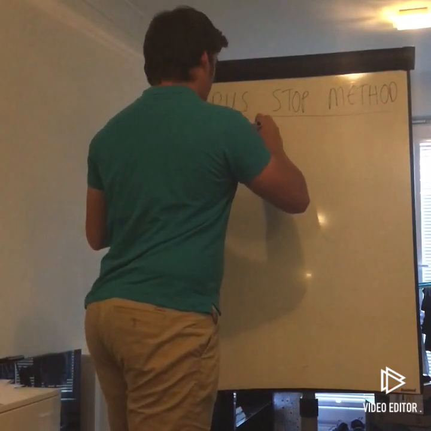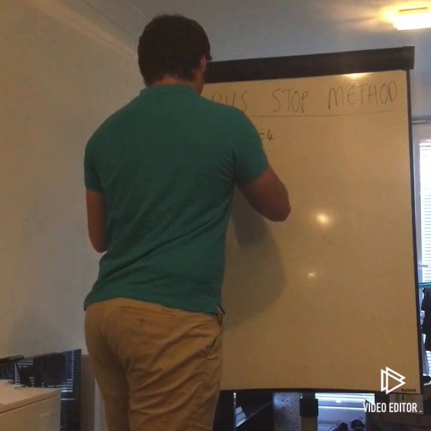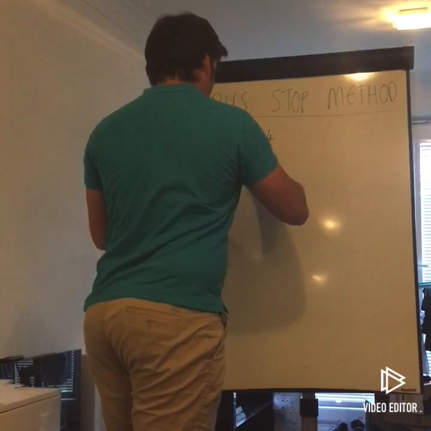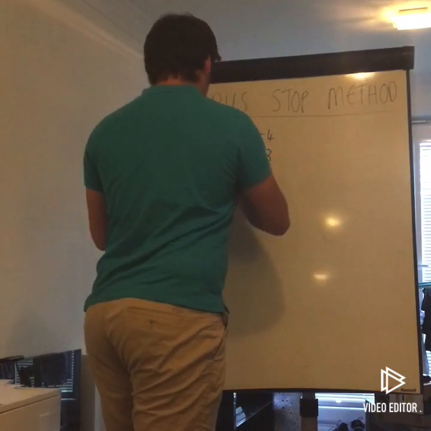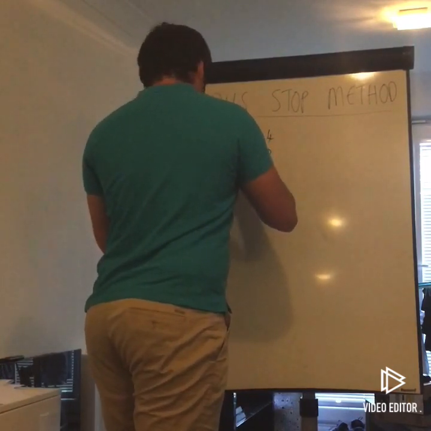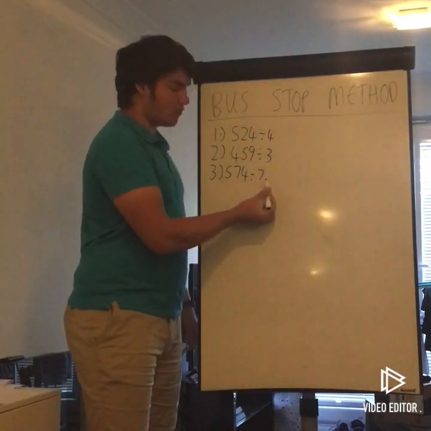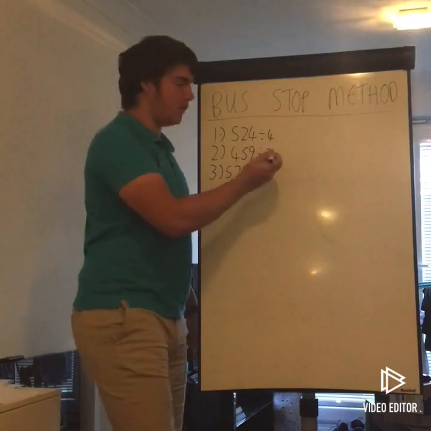So, question 1, 524 divided by 4. 459 divided by 3. And 574 divided by 7. A couple of nice times tables and a bit trickier. So all these will involve carrying.